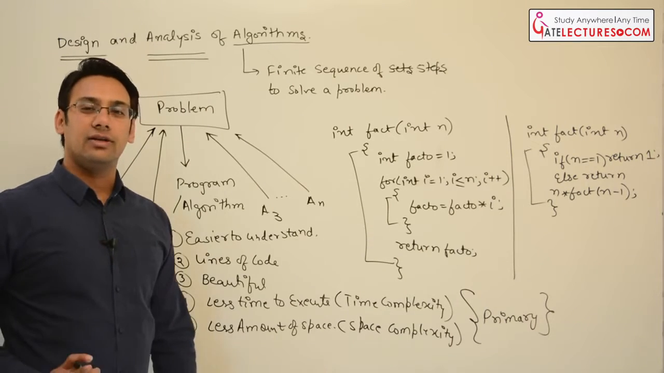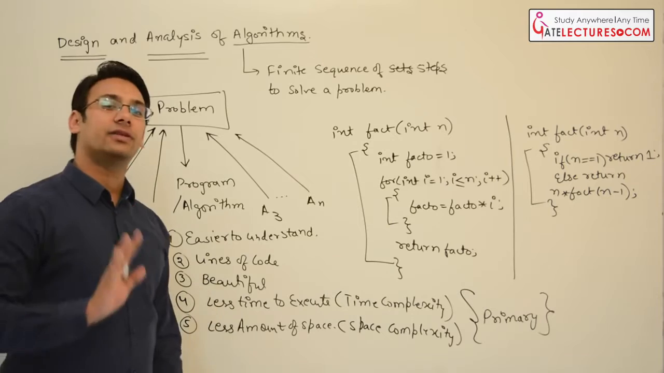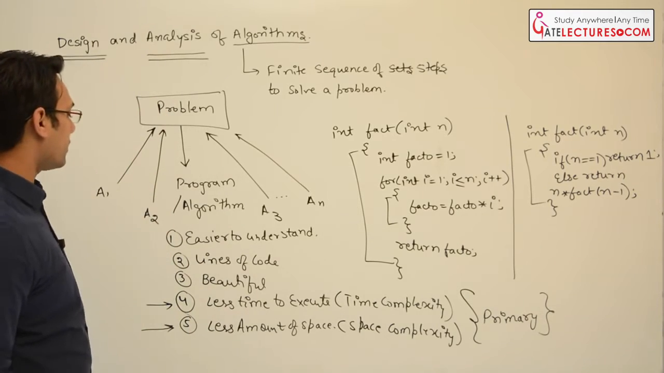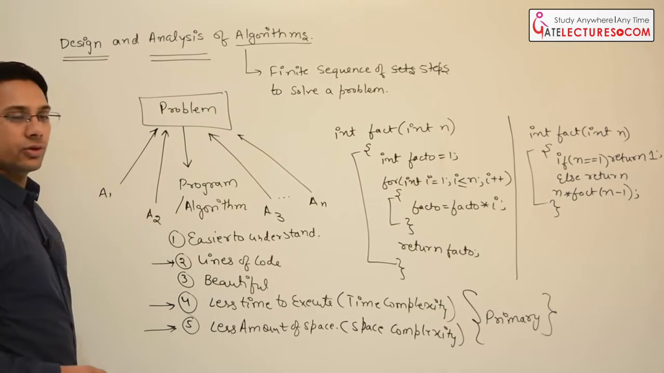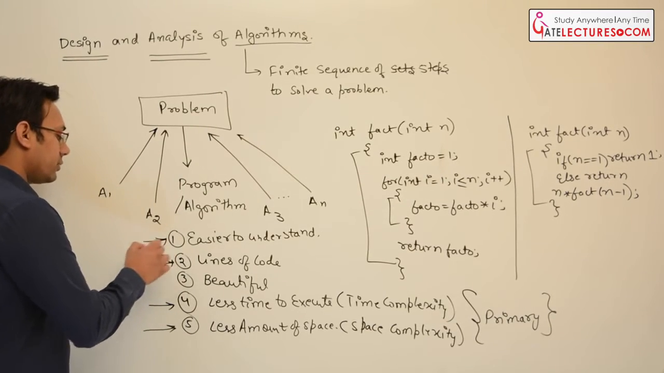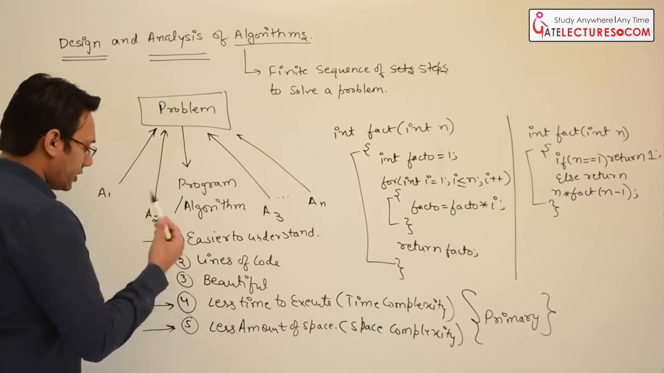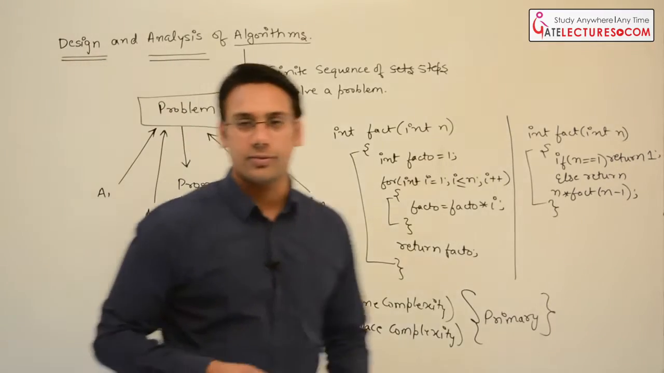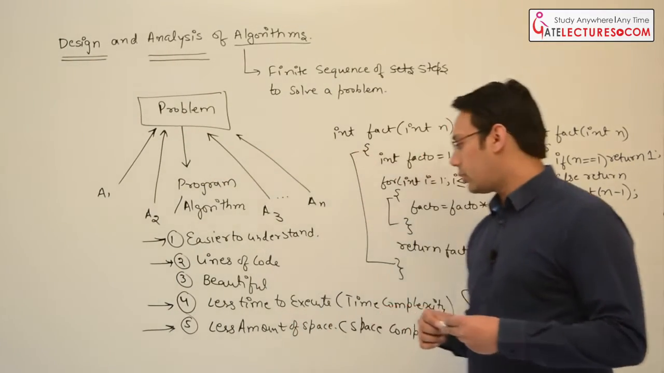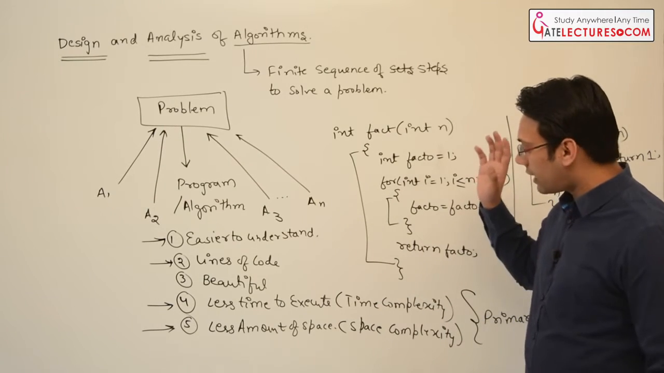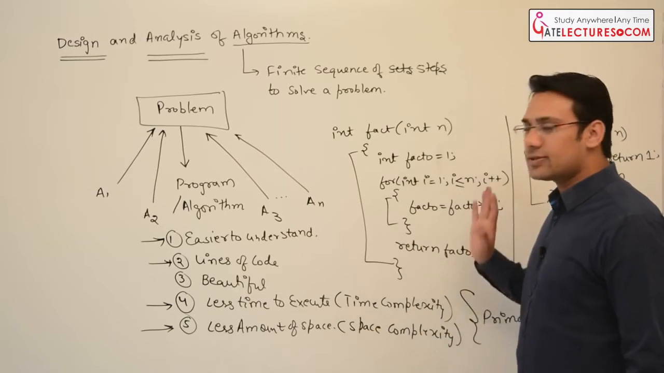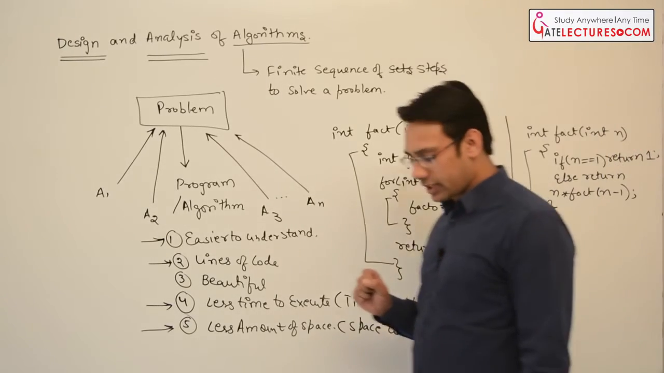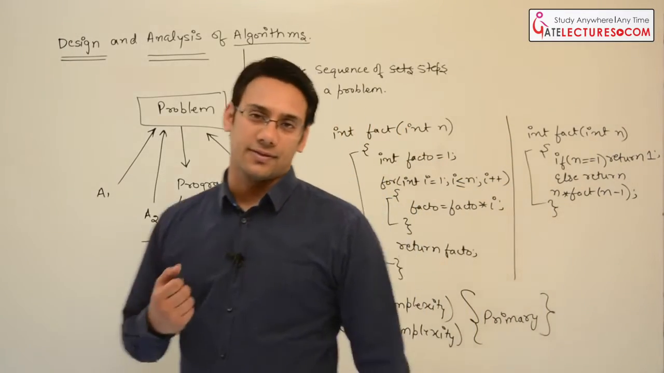Now when you have done these two comparisons, then after that you can go for any other comparisons. For example, you will say, sir, the next metric can be fewer lines of code, the next metric can be easier to understand, the next metric can be beautiful, and so on, right? So you can make your own metrics. But when I'm saying which program is better, I will compare on the basis of time complexity and space complexity. Okay, now what is time complexity?